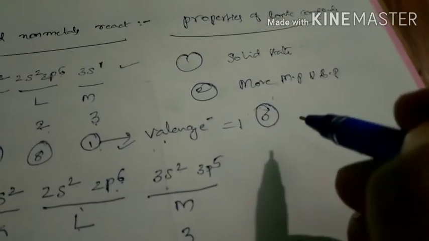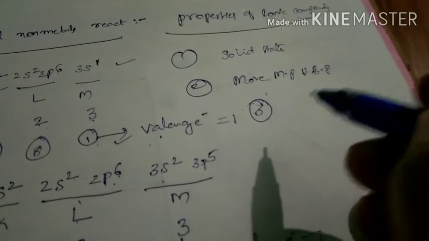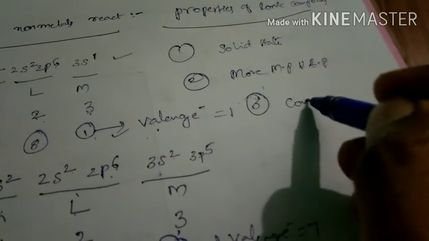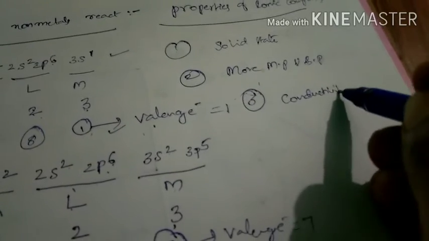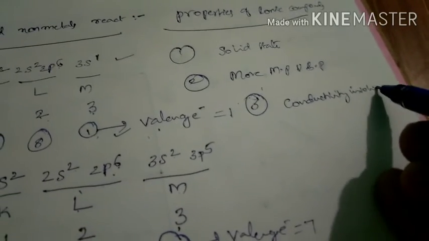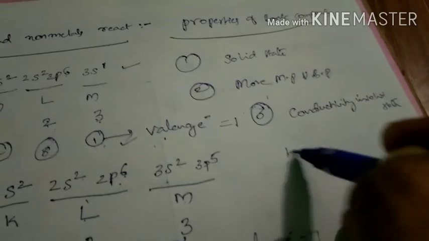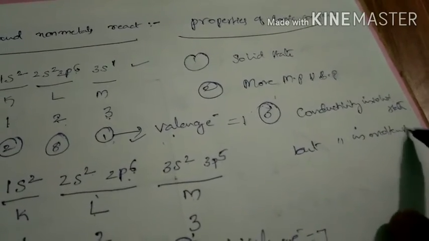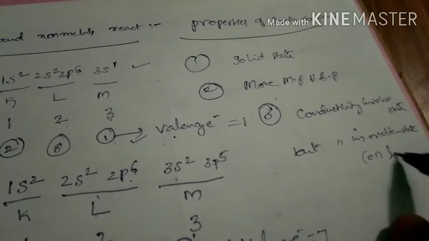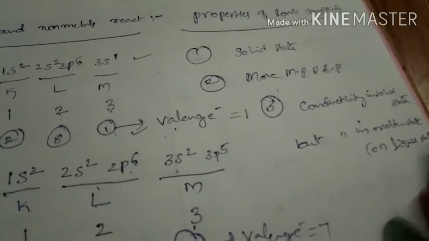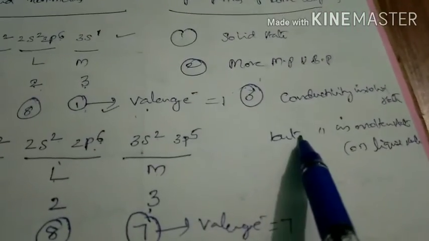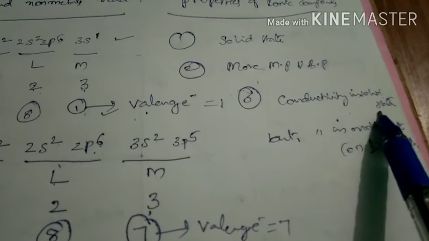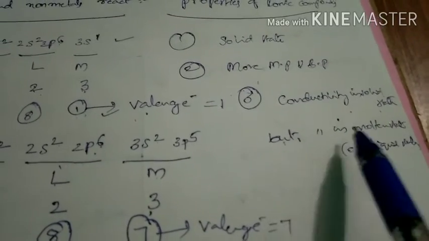Next one, third one, very important point. All ionic compounds do not exhibit conductivity in solid state, but exhibit conductivity in molten state or liquid state. I repeat once again, all ionic compounds do not exhibit conductivity in solid state, but they exhibit conductivity in molten state or liquid state.